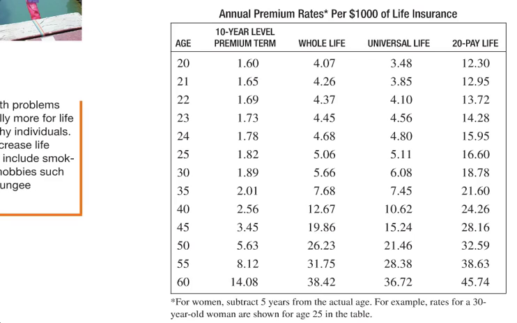One other thing to point out is at the bottom it says for women subtract 5 years from the actual age. And the reason for that is women typically live longer than men. So for a 40-year-old male, you just go to the row for age 40. For a 40-year-old female, you go to the line for age 35, which is 40 minus 5.